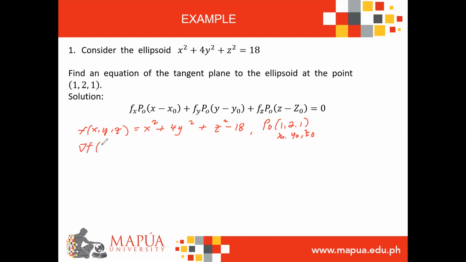Then we now have to take the partial derivative of the given function with respect to x, then with respect to y, then with respect to z. So let's start with x squared with respect to x, so that will be 2x.